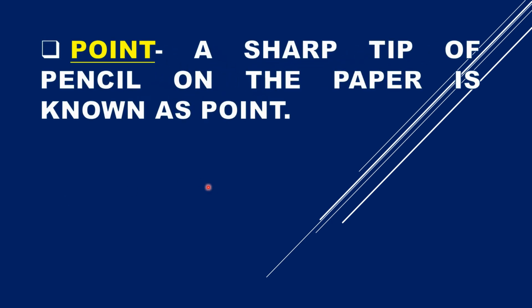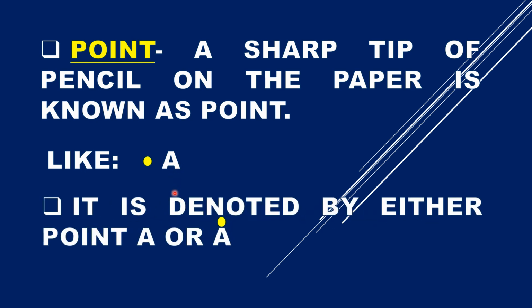Now the next definition is for point. A sharp tip of a pencil on the paper is known as point. For example, you can see here a dot-like structure. I am representing this dot by a letter A. It is denoted by either point A, or write this alphabet A and put this dot on its head. You can use any one, either write point A, or A and then on its head this dot.